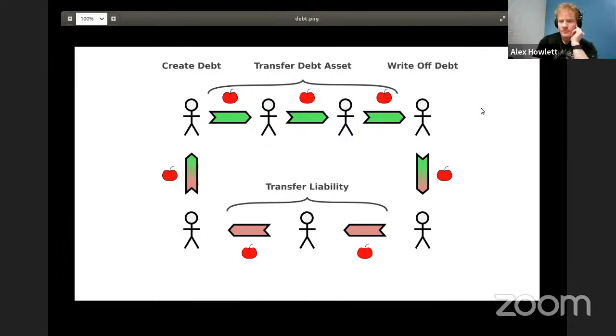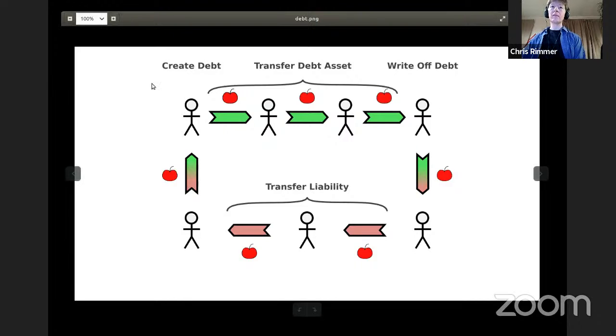Okay, and now let's have a look at the effect on everyone's net worth from that. So when the debt's created, this is Bob, that's Alice. Bob's promising to pay Alice an apple in the future. Well, that's increasing Alice's net worth by one apple, because she's now got a debt asset. It's decreasing Bob's net worth by one apple, because at some point in the future, he's going to have to give away an apple and not get anything in return.